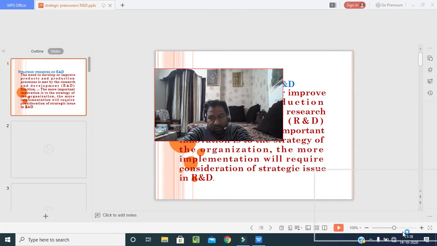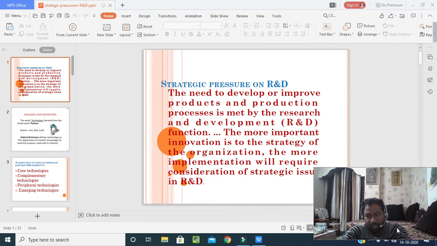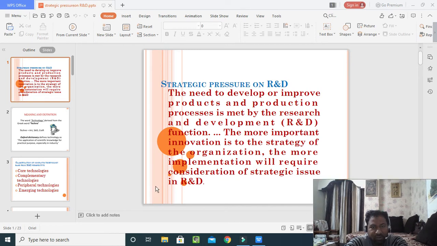That is nothing but the strategic pressure on R&D. I hope students were good and fine. First, we'll have a look here. What do we mean by strategic pressure on R&D? See here on the screen, it has been mentioned clearly, the common parlance of it.